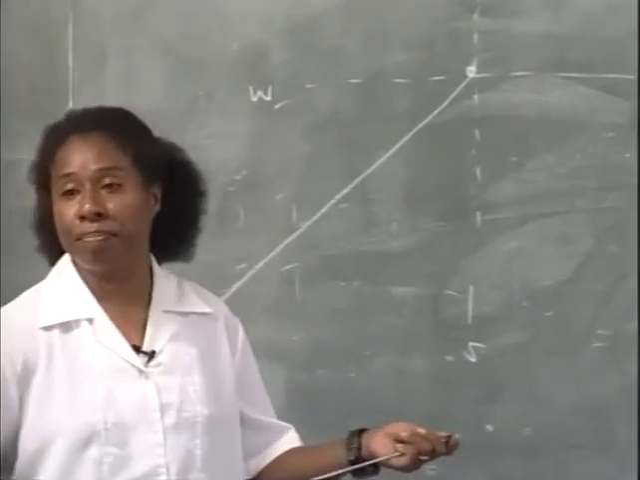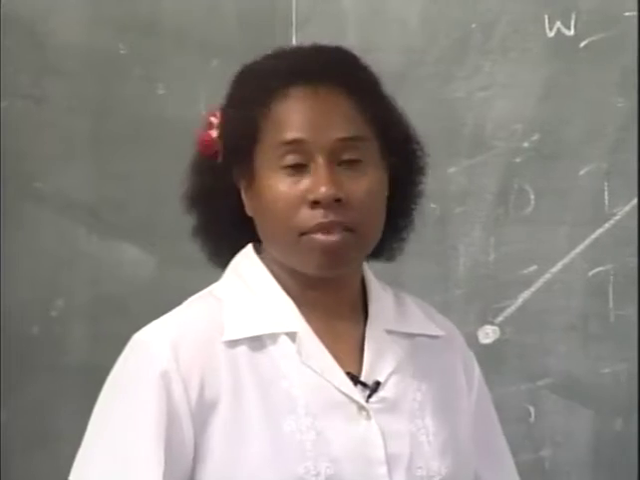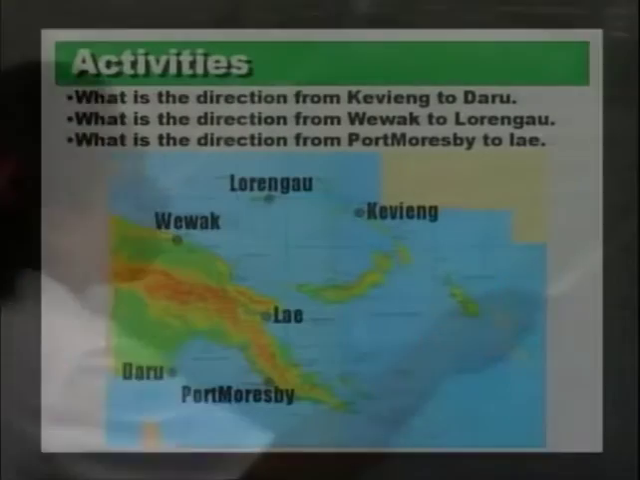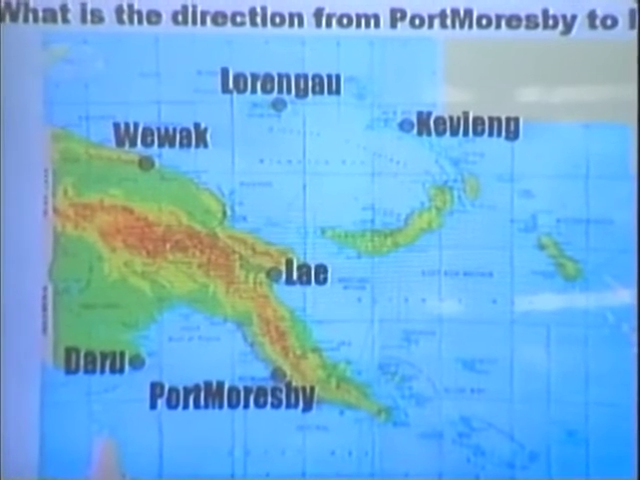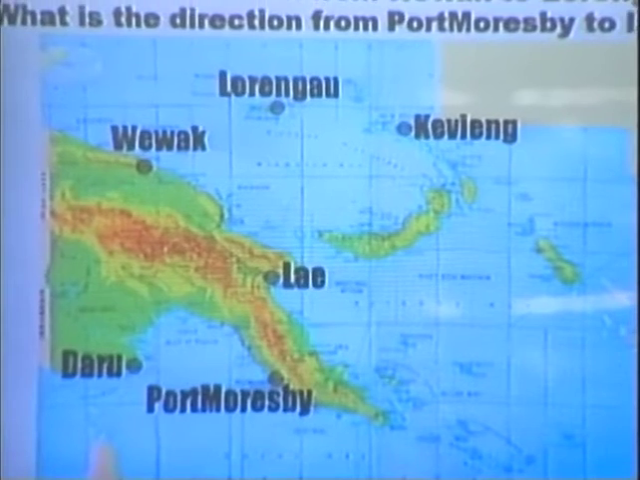What is your answer? West-southwest. Okay, she's got west-southwest. The rest of you double check. If we had to put the indicator here, the 4 cardinal points, we are going here down towards Daru, and she has said her answer is west-southwest. Do you agree with her on that answer?